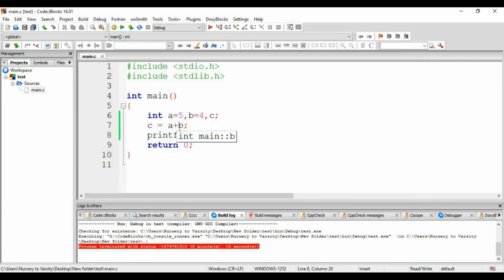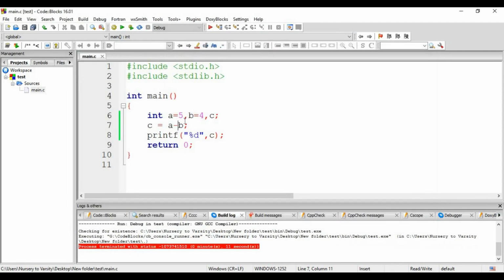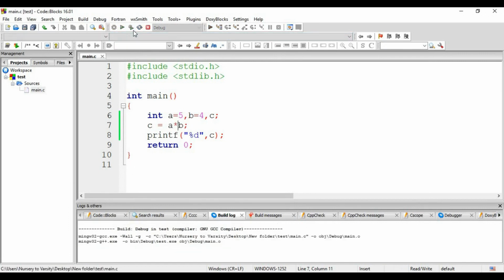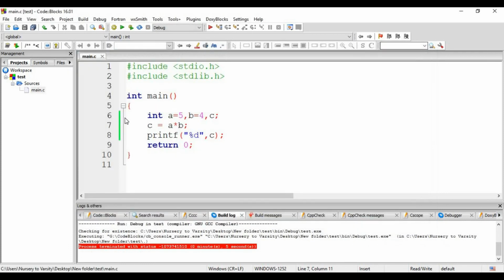So let's quickly learn about all the arithmetic operators. Here we write a minus b. So let's build and execute it. And here the answer is 1. And we have performed the subtraction operation. Let's replace minus with multiplication. And let's build and execute. And the answer is 20. And we have performed multiplication operation.